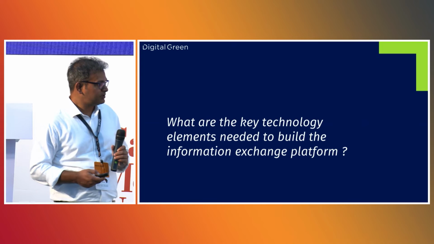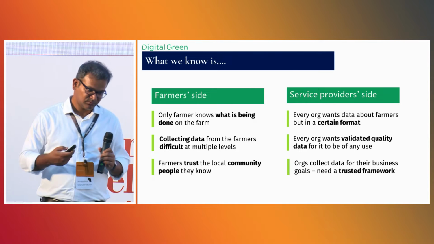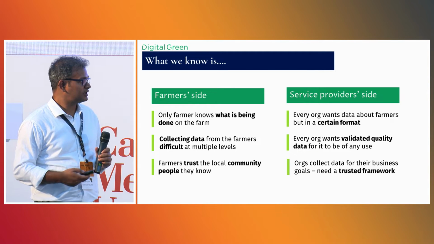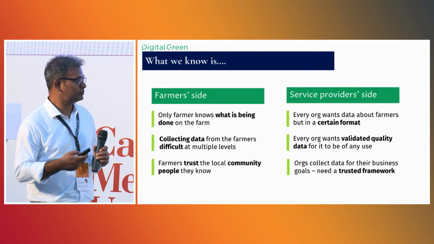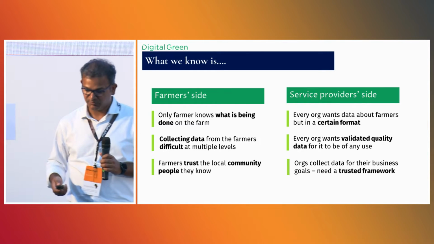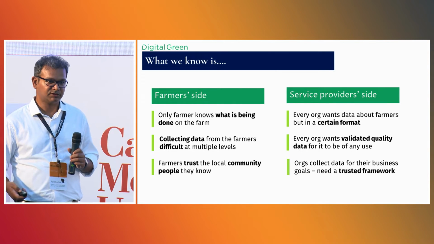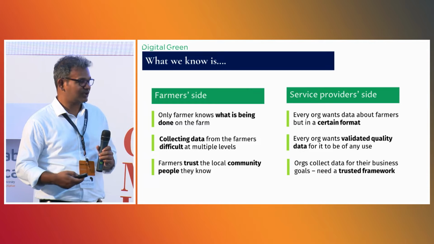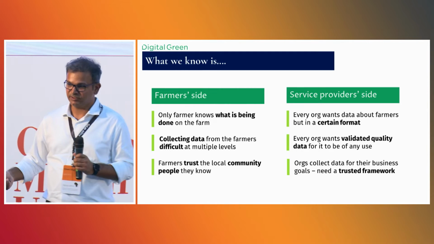What are the key technology elements needed to build the information exchange, and how have we built this? What we know from the farmer side, when we are talking about the data itself, is that the exact information about what is being done is something that only the farmer knows. There's a lot of information that can be gathered through satellite imagery or similar sources, but still the majority of the information about what is happening on the ground has to be collected from the farmers. And the actual source of truth is going to be the farmer. When we are talking about collecting that data from the farmers, it is difficult at multiple levels. We are basically asking someone, what did you do last season? What did you do before that?